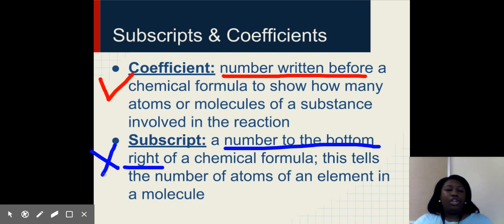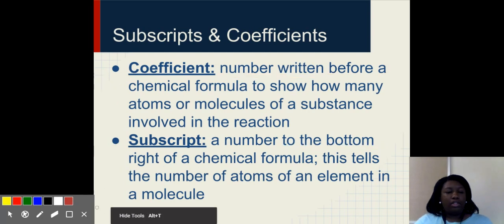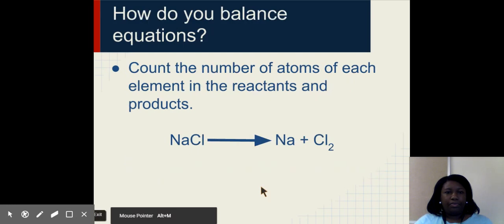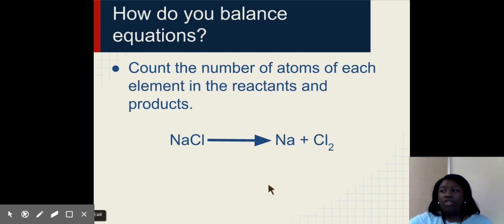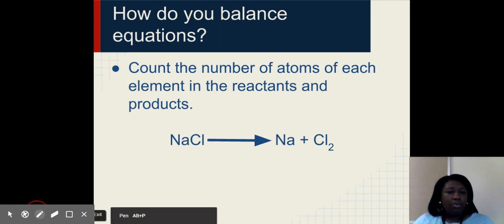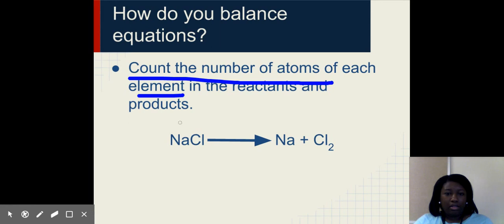Okay, so with balancing equations, how to balance an equation. I'm going to take you through a step-by-step, the word way of balancing equations. That's going to be in your notes, and then we're going to practice together tomorrow. Okay, so the first thing you want to do is count up the number of atoms. We want to make sure we count the number of atoms of each element in the reactants, and this is our products, remember.